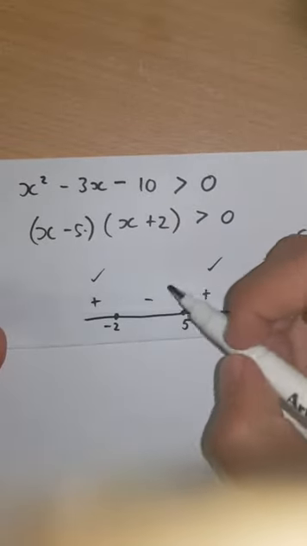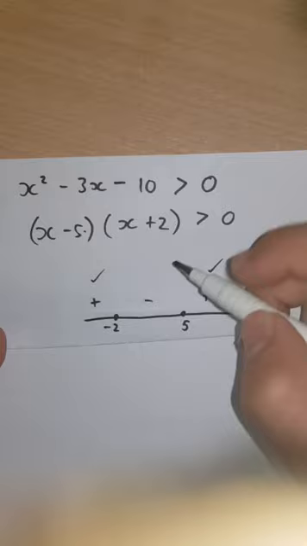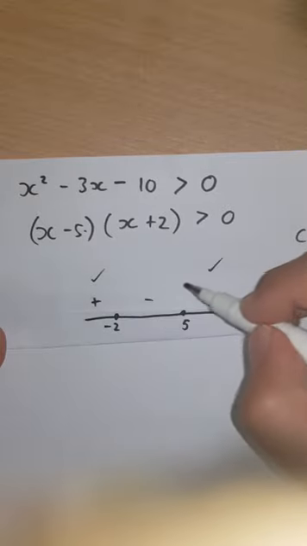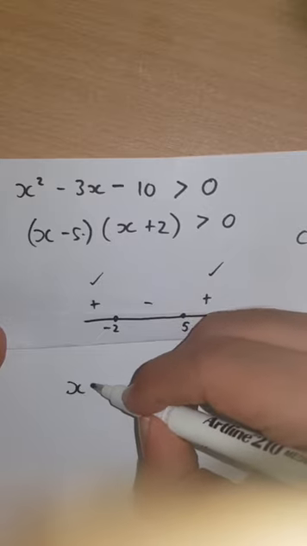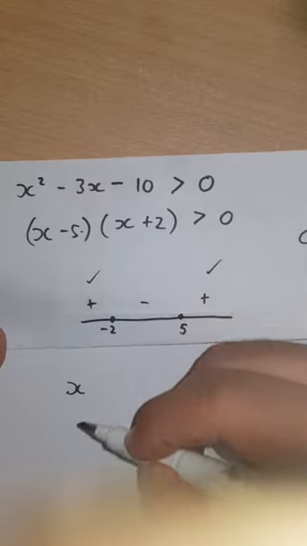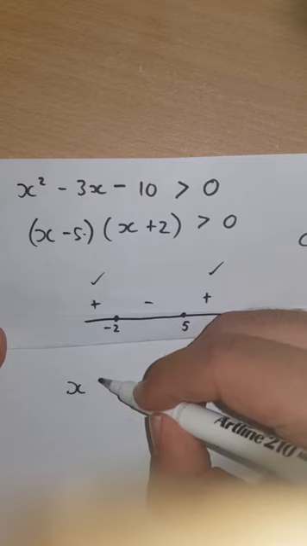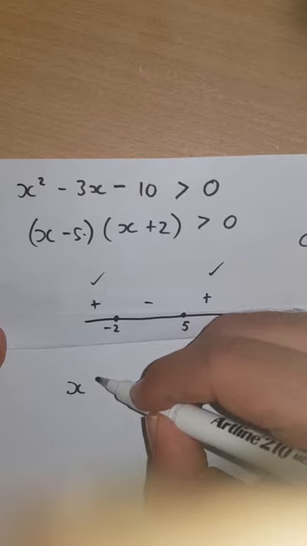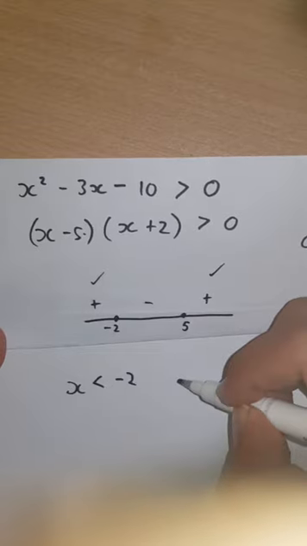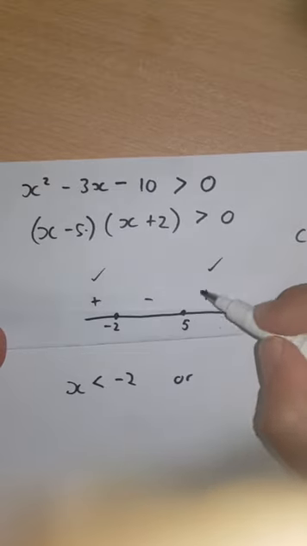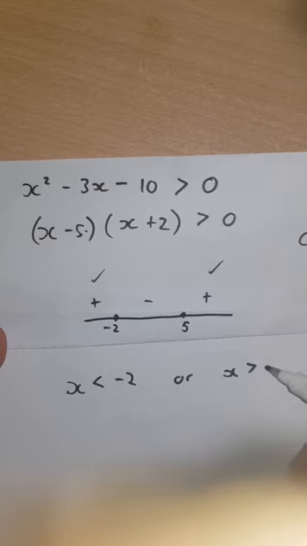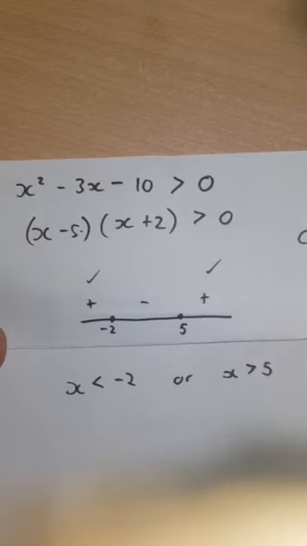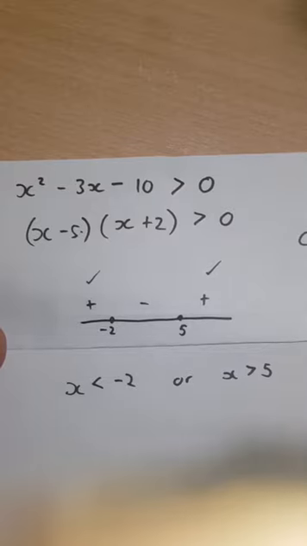So they're looking for where x's are greater than 0. They're greater than 0 here, and they are greater than 0 here. So I'm going to say my x's are less than minus 2, or when on this side, x's are greater than 5. And those are your solutions.